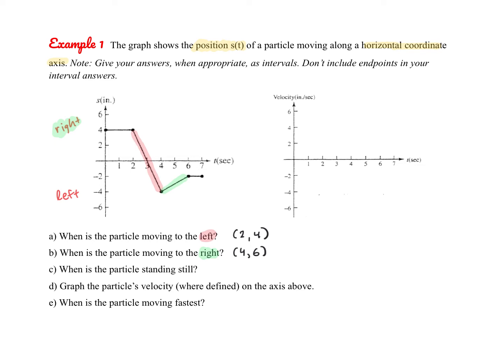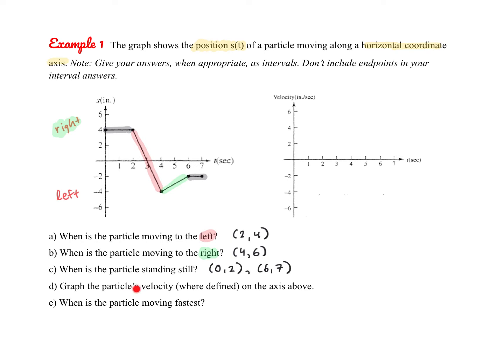And then when is our function standing still? Well, it's going to be standing still when the position doesn't change. You can see that when our position function is horizontal, that means that it's staying at that position. At half a second, it's 4 inches away. At 1 second, it's 4 inches away. At 1.5 seconds, it's 4 inches away. So anytime our position function is horizontal, we are going to be standing still. So that's from 0 to 2 seconds, and then from 6 to 7 seconds.